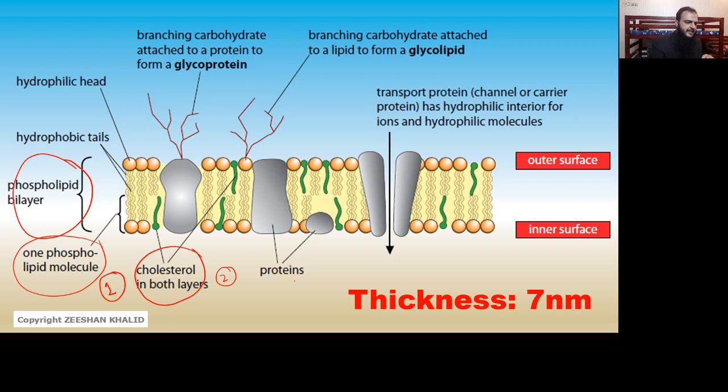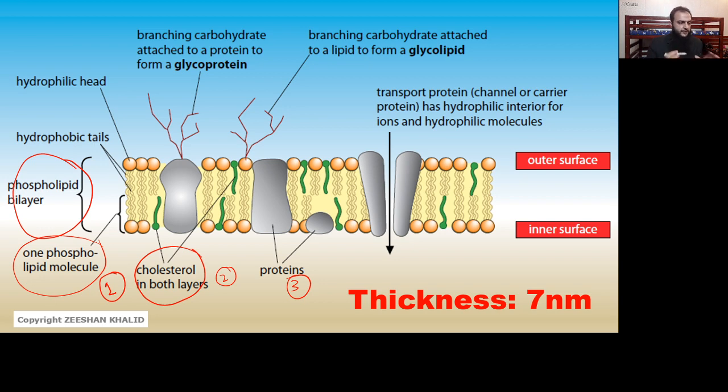Number 3, you can see that there are different proteins. Some of them are small at the bottom side, and some of them are spanning all across the membrane. Some of them have a passageway through them. We're going to come to their categories in a minute, but generally speaking, that's the 3rd thing that we need to know.